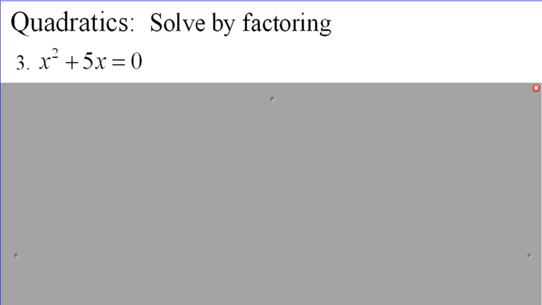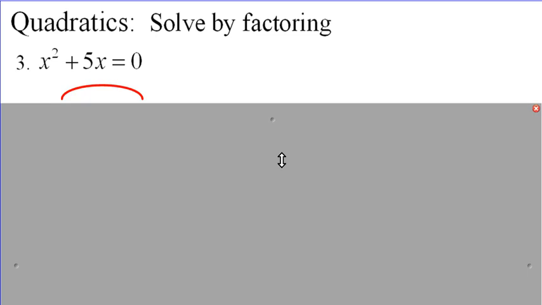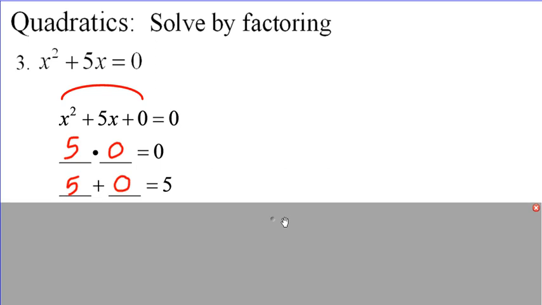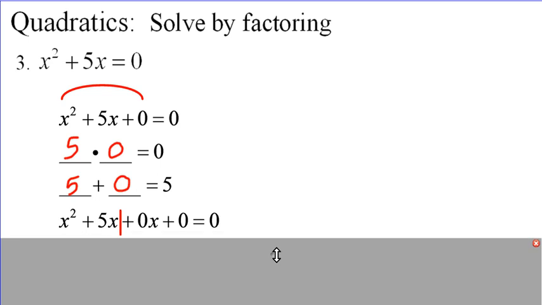For number 3, we've got x squared plus 5x equals 0. If we're sticking with our fail-proof way of factoring, we'd have to add in a constant term of 0 so we can follow our pattern. So we could take 1 times 0, which is 0. So we have to think about what two numbers we would multiply together to get 0, but add to get 5. Hopefully remember that 5 times 0 equals 0, and 5 plus 0 equals 5. So we can use those values to help rewrite our equation with 4 terms.